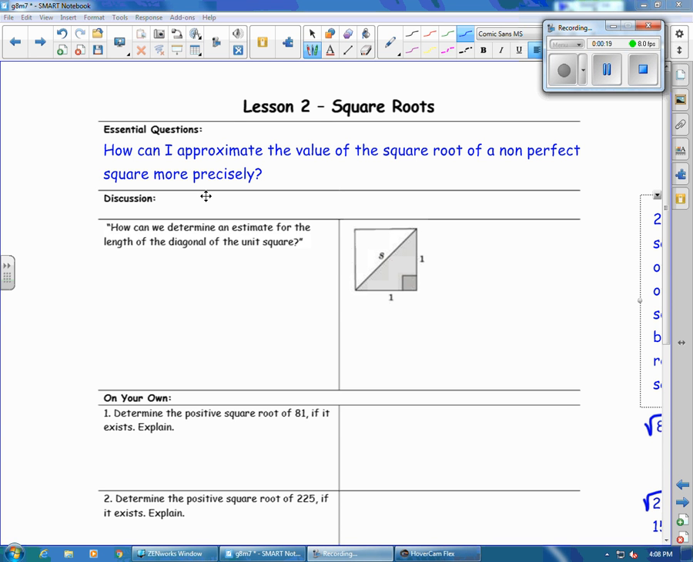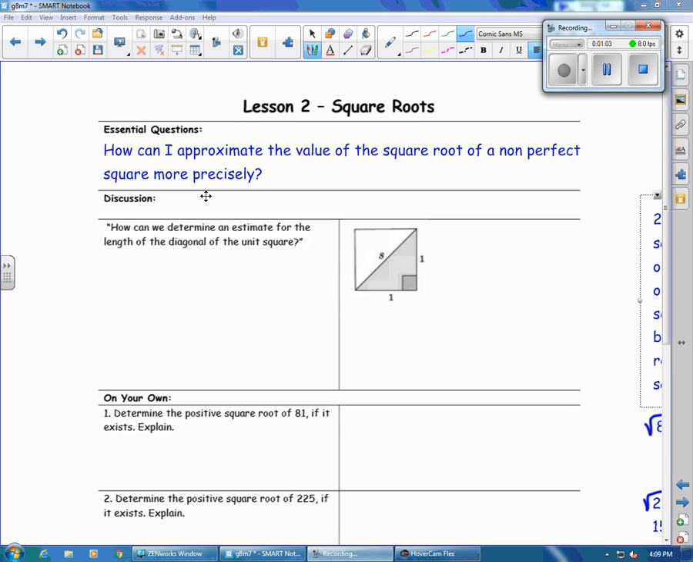If you remember, in Lesson 1, we were using the Pythagorean theorem to help us find missing side lengths of right triangles. And when the side length was a non-perfect square, we were estimating it between two perfect squares. For example, if our missing side length was the square root of 73, we said 73 was not a perfect square, but it'd be somewhere between the perfect square 64 and the perfect square 81. So the square root of 64 is 8, and the square root of 81 is 9. So the side length that we were looking for was somewhere between 8 and 9. In this lesson, we're going to learn how to get a little bit closer to the precise number.